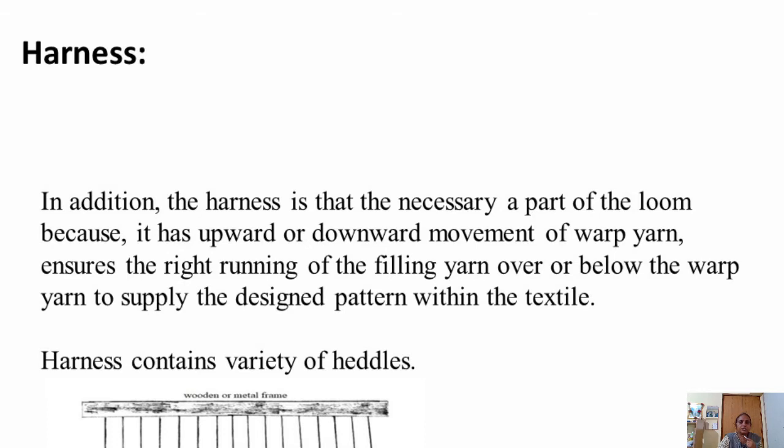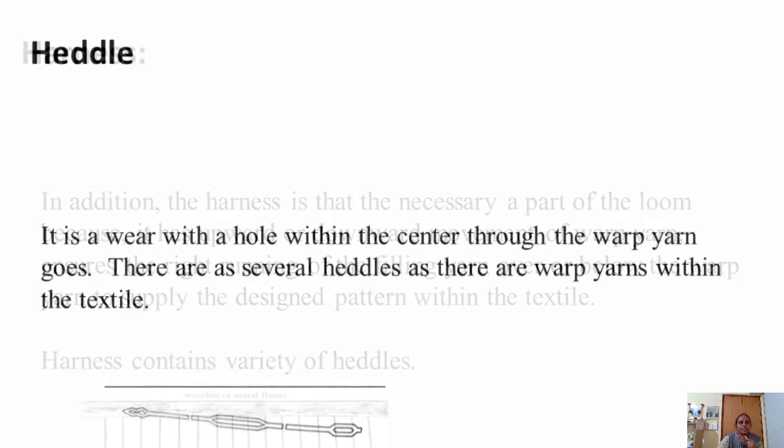So it is necessary because it helps in the raising and lowering, that is the downward and upward movement of the warp yarns. So knowing the interlacement order, how many yarns have to be upward and which yarns have to be downward, this process is carried out by using the harnesses. This is a harness, it contains wires.